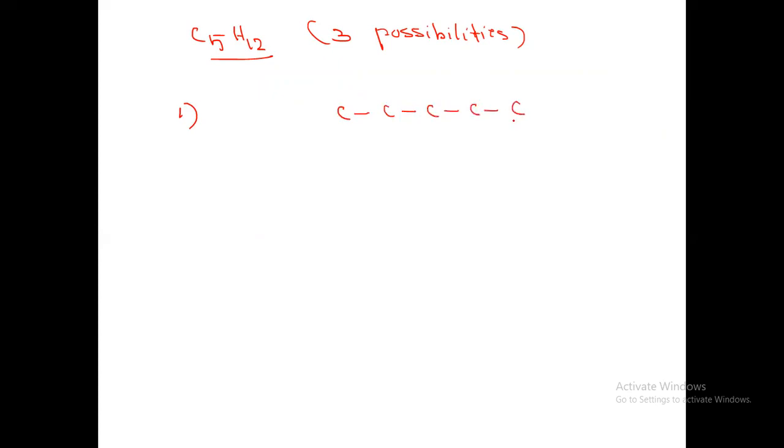Suppose the question is, draw all the possible isomers of C5H12. So you have to draw all the 3 possibilities. First you should remember there are 3 possibilities, which means you can arrange the 5 carbons in 3 different ways. How to do that? The first possibility is this: you can have 5 continuous carbons, 1, 2, 3, 4, 5. That's one possibility. I'm just drawing the skeleton first.